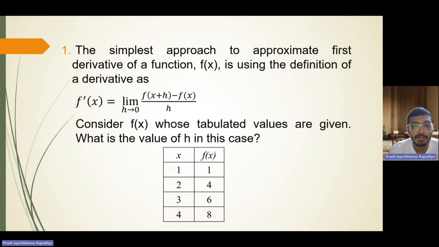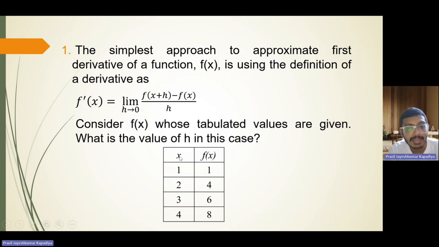Or in today's MCQ questions only, we will see how we can solve using ODE45. Okay, so this is the first question. The simplest approach to approximate first derivative of a function f of x is using the definition of a derivative as f prime of x is equal to limit h tends to 0 f of x plus h minus f of x divided by h. Consider f of x whose tabulated values are given. What is the value of h in this case?